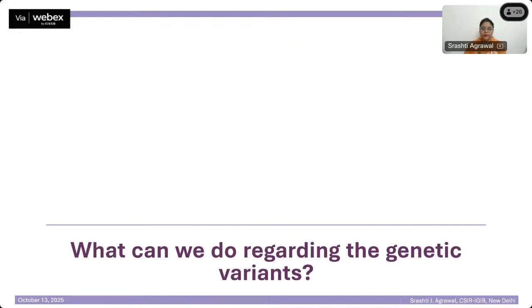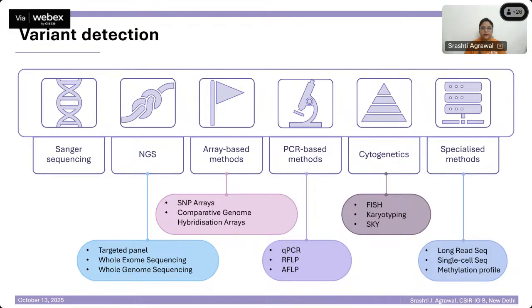So what can we do regarding these genetic variants from a clinical perspective? First of all, we want to know how to detect these variants. There are different techniques for detecting these variants. First and foremost, we have Sanger sequencing, which is the first generation of variant detection method, in which the DNA is read by amplifying the DNA in the sample.